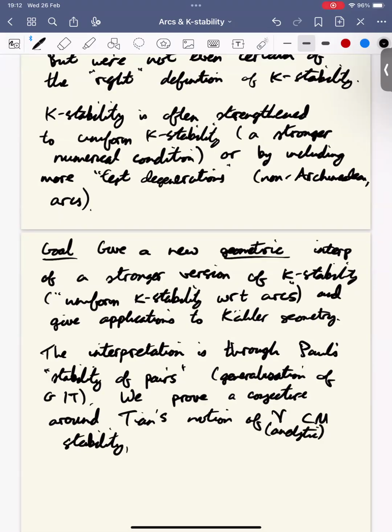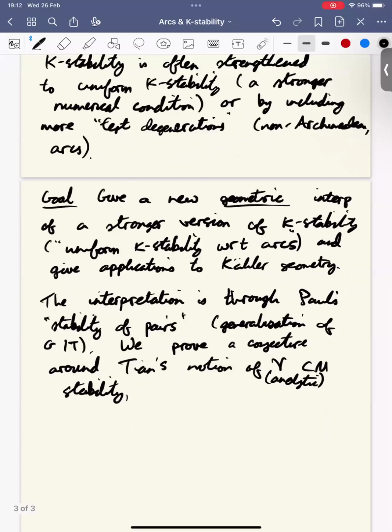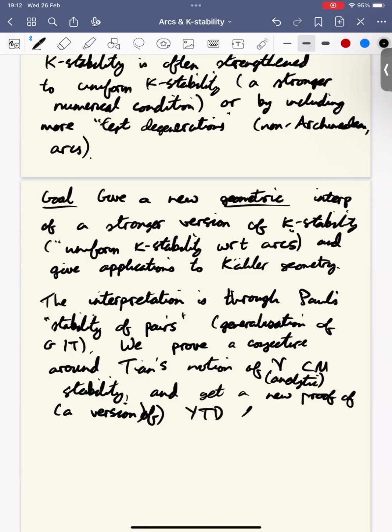Okay, and in particular, because we solved this conjecture of Tian, we'll be able to get a new proof of the Yau-Tian-Donaldson conjecture, namely the equivalence of K-stability, or actually the stronger version of K-stability, with the existence of Kähler-Einstein metrics in the Fano case. So we get a new proof of just a version of, rather than the strongest version of, the Yau-Tian-Donaldson conjecture, namely the equivalence of Kähler-Einstein metrics existing and K-stability for Fanos. Okay, so that's where we're going in the talk.